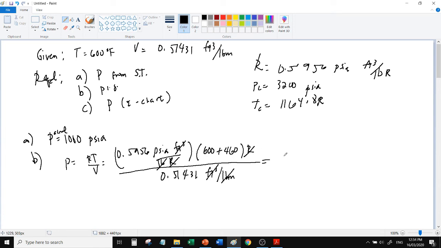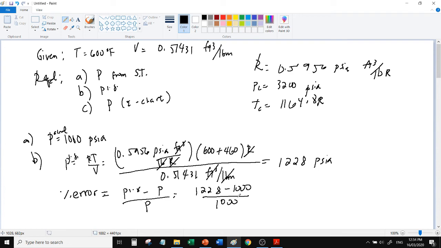The answer, this is P_IG. P_IG is 1228 PSIA. Okay? Now, let's calculate for the percent error, which is P_IG minus P actual over P actual. That is 1228 minus 1000 over 1000 times 100. Okay, this is the percent error: 22.8%.